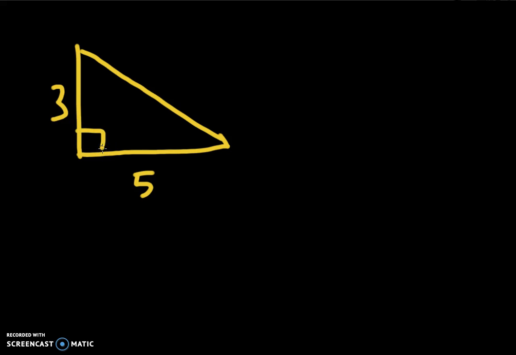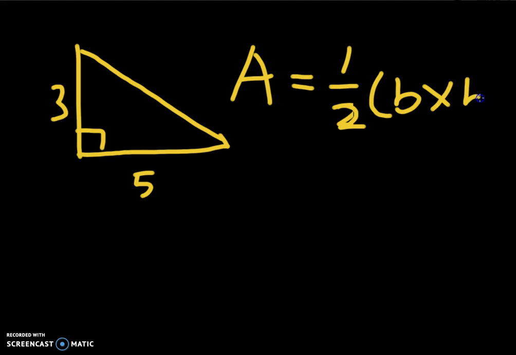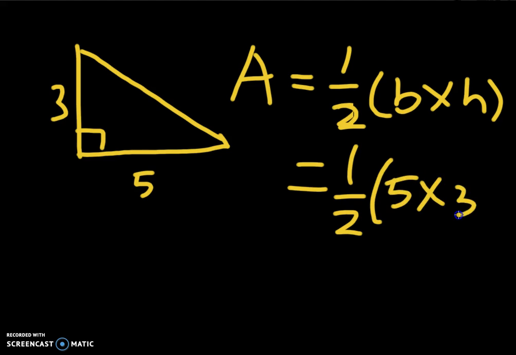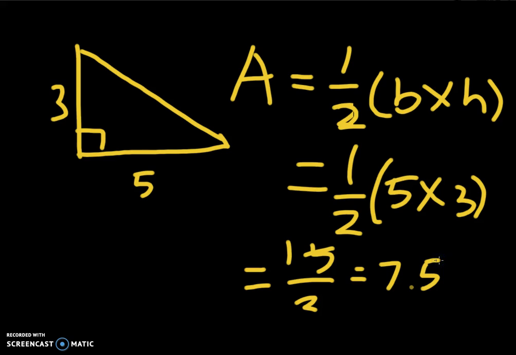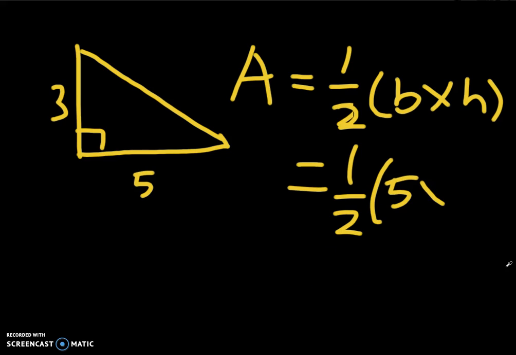Okay, the area of a triangle, the formula is 1/2 base times height. I'll explain to you the validity of this formula later. Okay, so base is our 5, the bottom is the base, so I'll substitute 5 times 3 equals 15. 15/2 equals 7.5 centimeters squared. Okay, that's the area of a triangle.